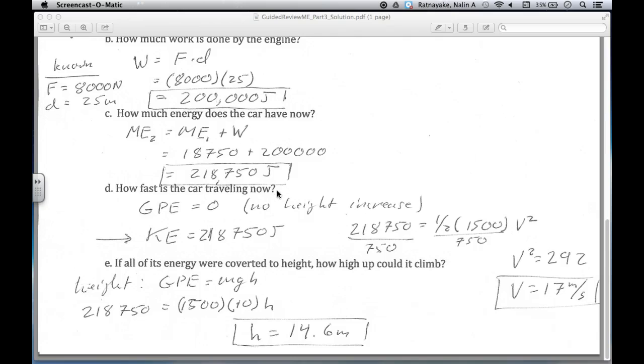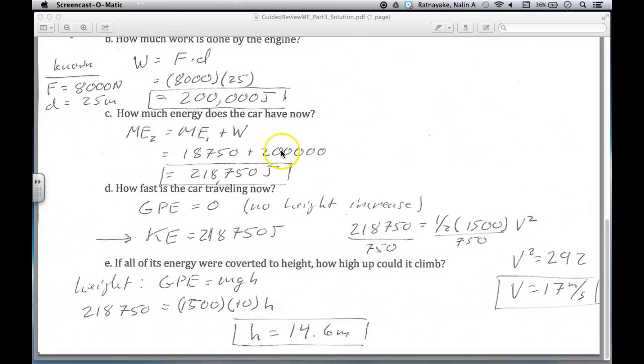Okay, how much energy does the car have now? Well, let's set up our work energy relationship. Whatever I started with, mechanical energy 1, plus the amount of work I did, that's the amount of change in mechanical energy, is going to be how much I have at the end, mechanical energy 2. So here's what I started with, 18,750 joules. That's all I had to begin with. I added 200,000 joules of energy from the engine, and if I add those two numbers together, I get 218,750 joules. This is the new total mechanical energy of the car.